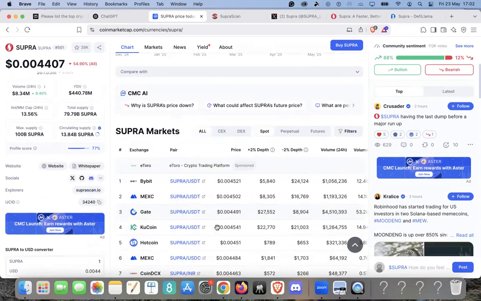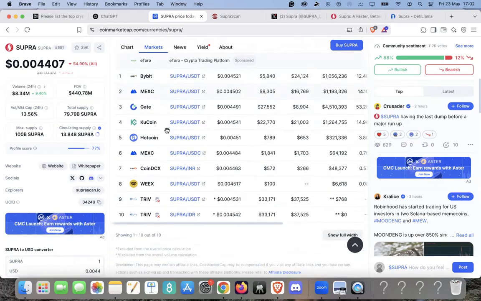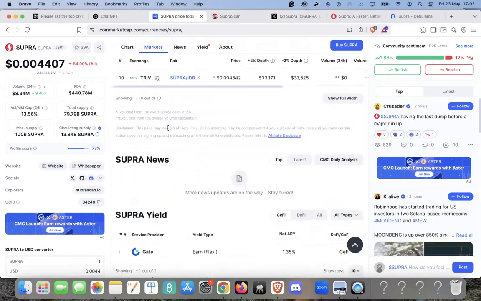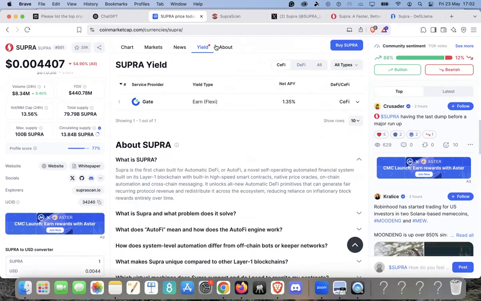So when we look down here, we also see that it's not listed on Binance or Coinbase, the two big exchanges. So there's big potential if it were to get listed on them that the price would pump. So that's something to bear in mind. And this just covers what we've already talked about.